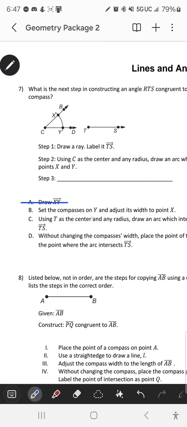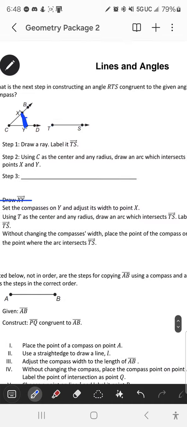You see, set the compass on Y and adjust its width to point X. It's not what we need to do, but if you are doubting, you can always mark here and just keep reading to see. Because if we set the compass to this width and place it, we could place it anywhere on the line. We don't have a place yet to place it on the line, so keep that in mind.